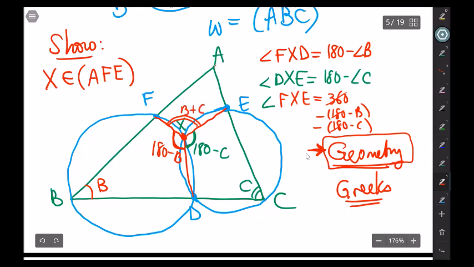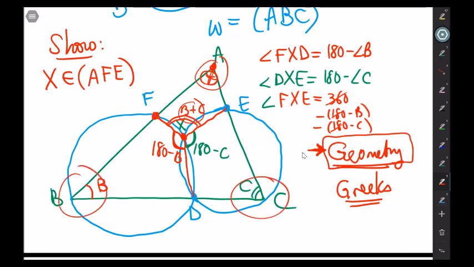Now, think about this quadrilateral A, F, X, E. These two opposite angles add up to, well, in order for us to show that this quadrilateral is cyclic, we need to establish that these two opposite angles add up to 180, which they do, right? This is angle A, this is B plus C, but look at that. A, B, C is just a triangle. Of course, the sum of its internal angles would be 180. I'm done. So therefore, this quadrilateral here is cyclic.